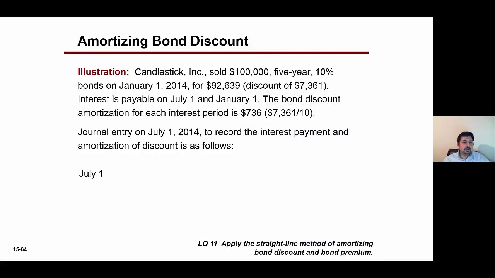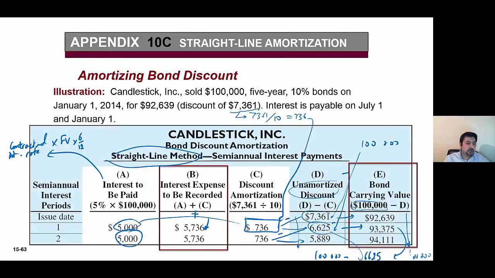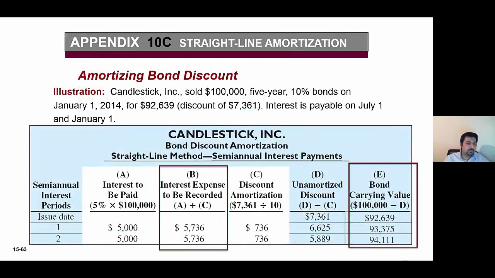So Candlestick Inc. sold $100,000 5-year 10% bonds on January 1st, 2014 for $92,000, etc. The bond discount amortization for each period is $736. The journal entry on July 1st to record the interest payment and amortization of discount will be as follows. So this is the first payment.